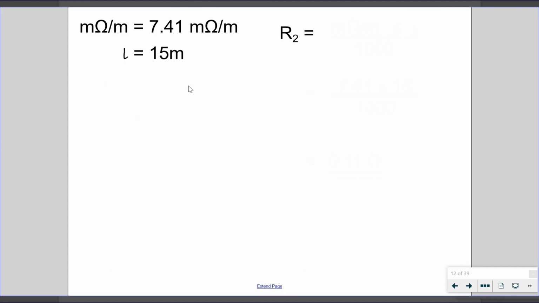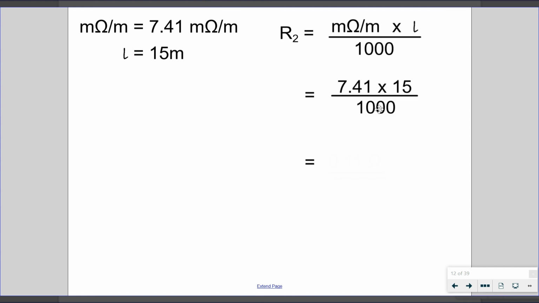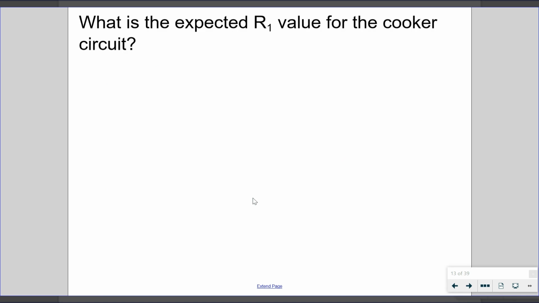We take that 7.41 milliohms per metre and the 15 metres in length, and we then calculate the R2 value for the circuit. So we take the 7.41 times the 15 metres, divide it by 1,000. Why are we dividing it by 1,000? Well, this first figure, this 7.41, is in milliohms per metre. Okay, so 7.41 times 15 divided by 1,000 gives us 0.11 ohms. So our expected R2 is 0.11 ohms.